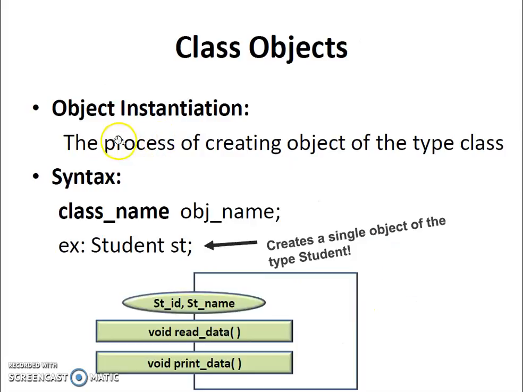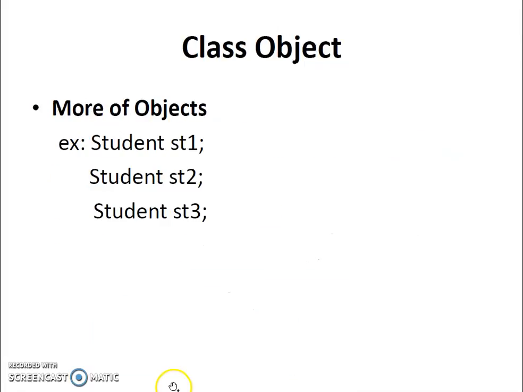Next, object. This is the process of creating an object of the class. This is the example: student is the class name, and you can give the object name. In some textbooks, objects are called instances of a class. Student st is my object. What does it contain? The data student id, student name, void read data and void print data.